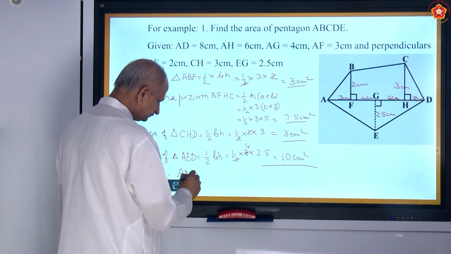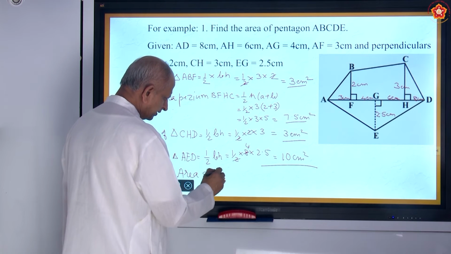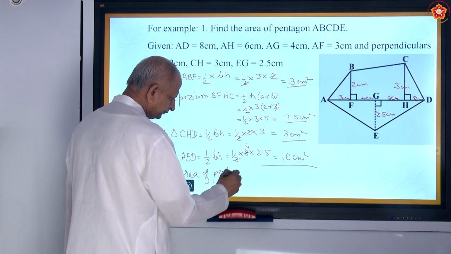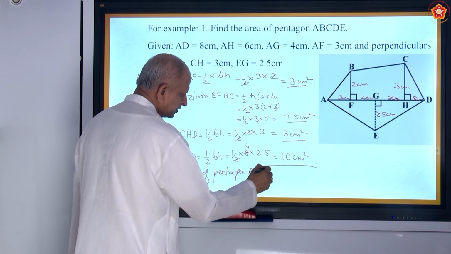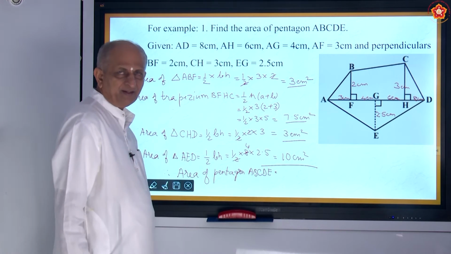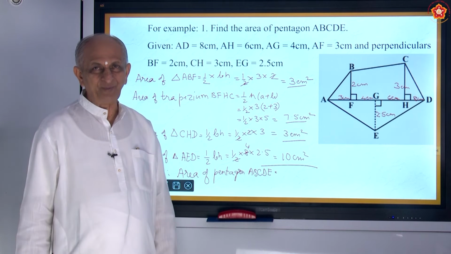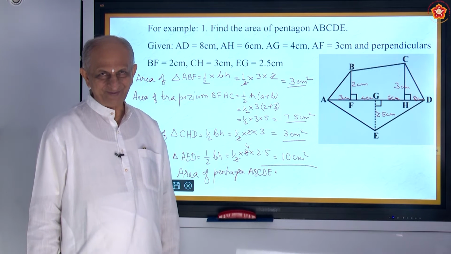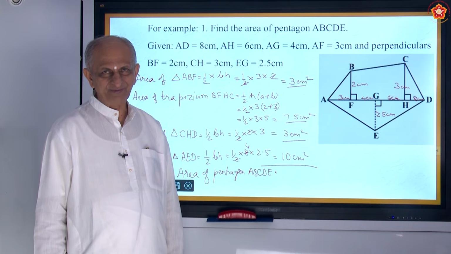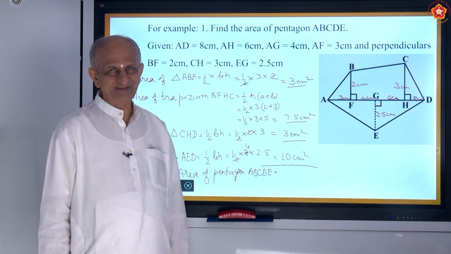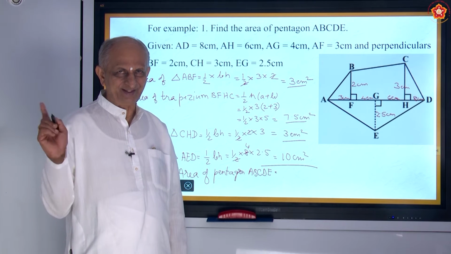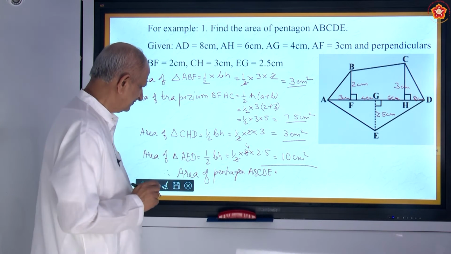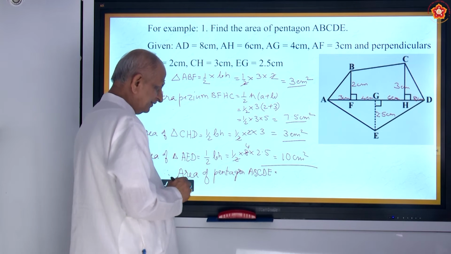Area of pentagon ABCDE. Why is it called pentagon? Penta means how much? 5. 6, what do you call it? Hexagon. 7 sides, heptagon. 8 sides, octagon. 9 sides, nonagon. 10 sides, decagon. Okay. All words end with gon.